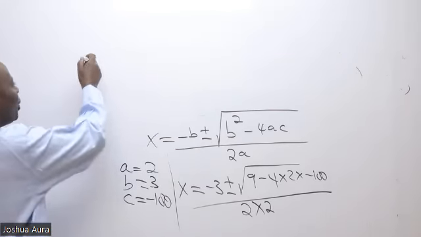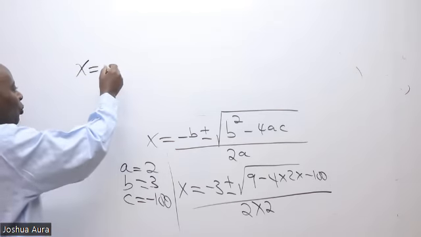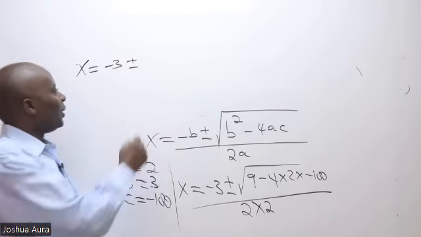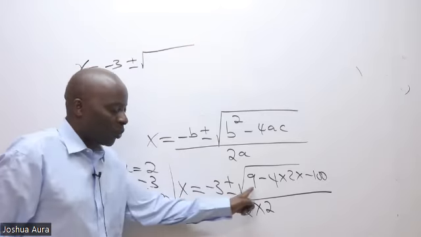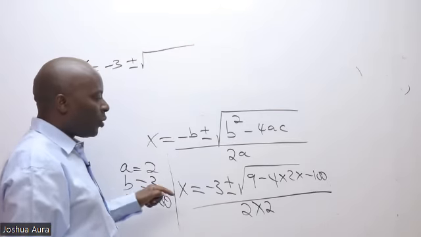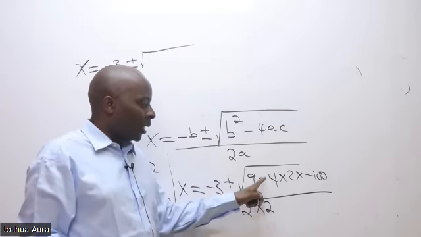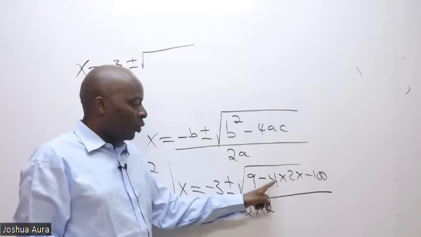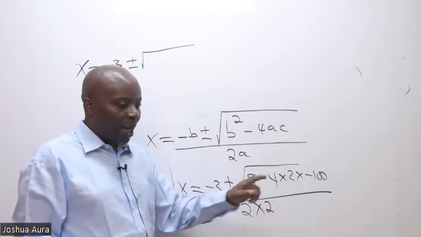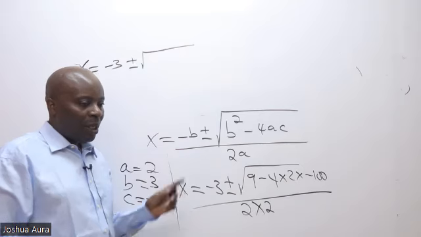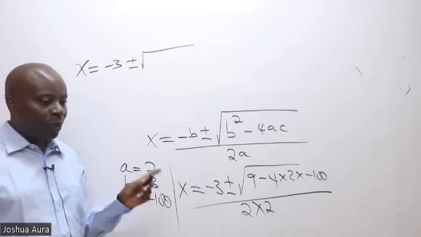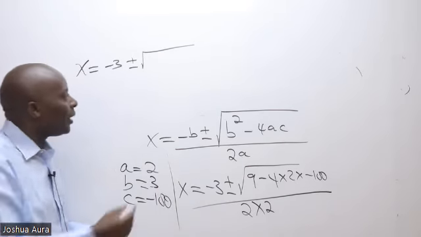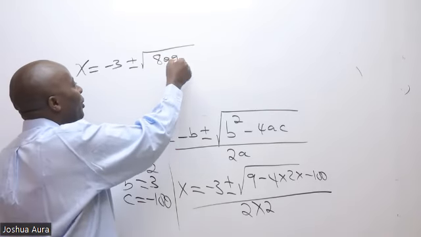So my x, ladies and gentlemen, here will be equal to minus 3 plus or minus. Can you kindly give me this figure that we have under the square root? Go there with your calculator. Say 9 minus 4 times 2 times minus 100. What are we getting there, somebody? Somebody is giving me 809.